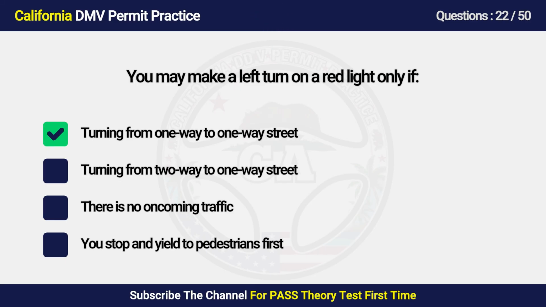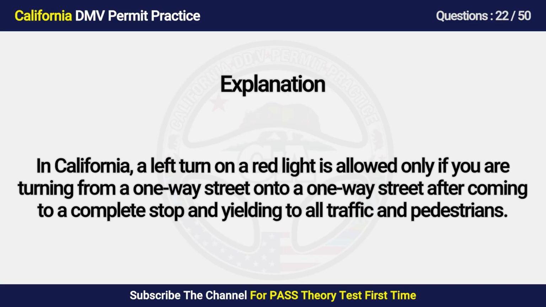Answer is A. Turning from one-way to one-way street. In California, a left turn on a red light is allowed only if you are turning from a one-way street onto a one-way street, after coming to a complete stop and yielding to all traffic and pedestrians.